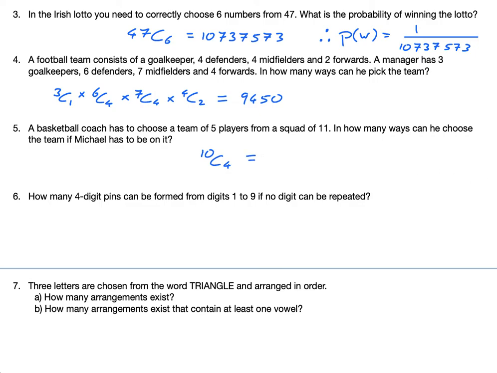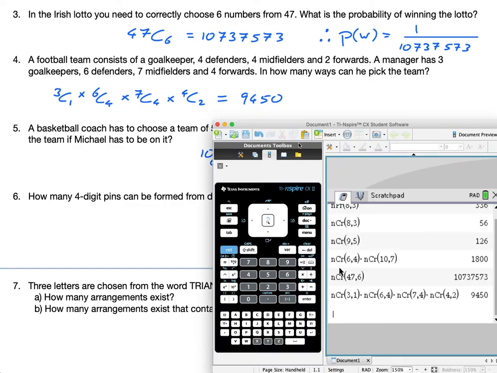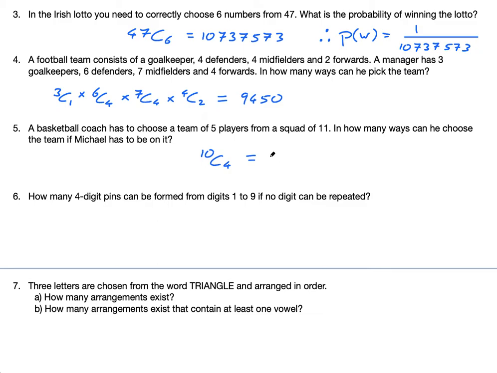So that's a little tricky one. 10 choose 4. I know this is a bit annoying. 10 choose 4 is 210. So there's 210 ways to do it. Second last one. So look, notice those are all the choose examples. I put them first. The next two are permutations examples.